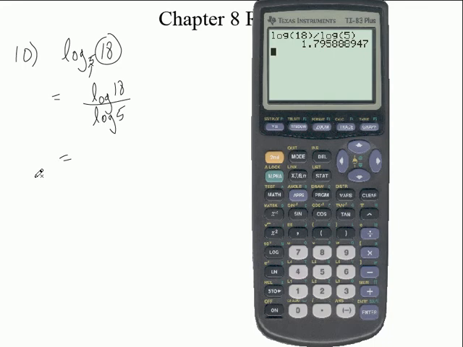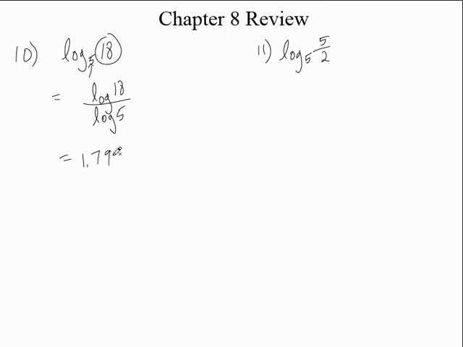And it says to round to 4 decimal places, so it'd be what? 7959, right? 1.7959. Alright, simple as that. Make sense? It's easy, right? Next one's not much more difficult. It's just you have a fraction. That's not really that big of a deal.